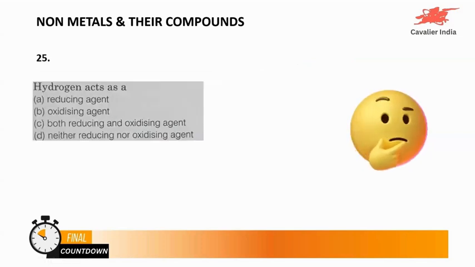Hydrogen acts as: option A reducing agent, B oxidizing agent, C both reducing and oxidizing agent, D neither reducing nor oxidizing agent. See, what is a reducing agent? Those substances which undergo oxidation will be acting as a good reducing agent. Those substances which undergo reduction will be acting as a good oxidizing agent. Here hydrogen acts as what? Option A reducing agent, B oxidizing agent, C both, D neither.